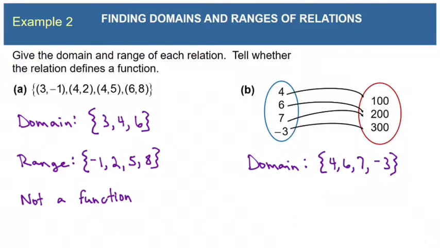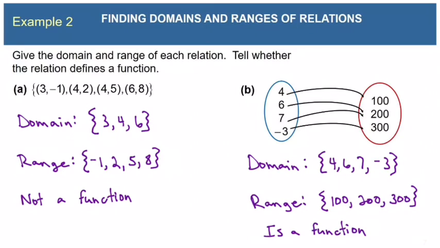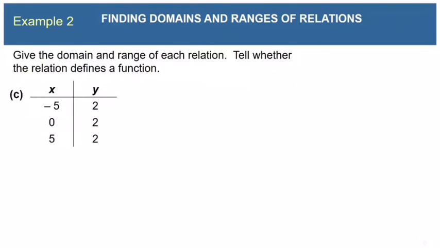The domain is all of the x values, and let's list the range. The range is all of the y values. And like we said, this is a function because each of the x values is only used one time. Here's yet another way of representing a function. We can have it in a table. So here are all the x values and here are all the y values.